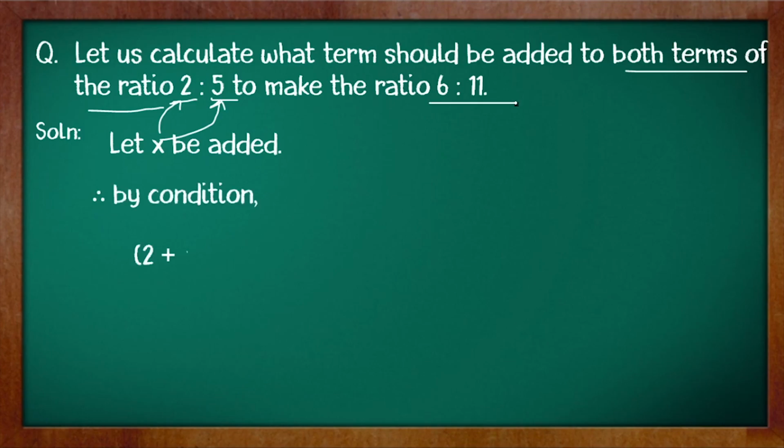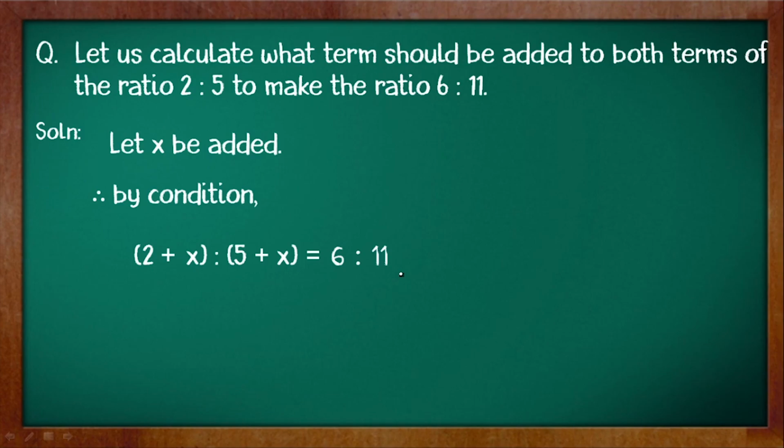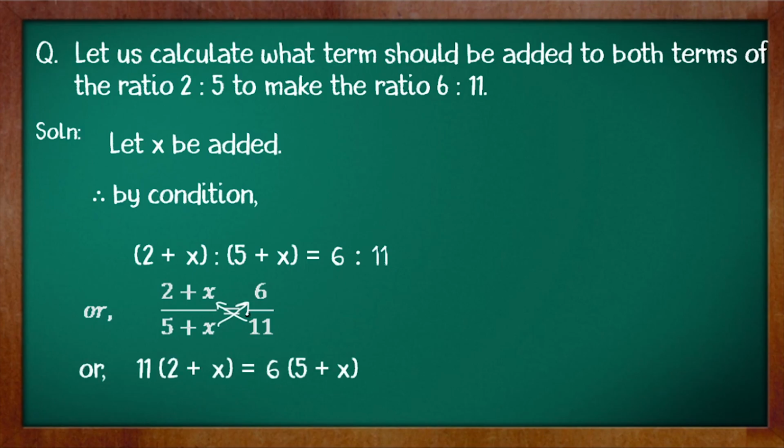So by condition, 2 plus x is to 5 plus x equals 6 is to 11. Let's change this into fraction form: 2 plus x divided by 5 plus x equals 6 by 11. Now we'll cross multiply. After cross multiplication, we get 11 into 2 plus x equals 6 into 5 plus x. After opening the brackets, multiplying by 11 on the left hand side and 6 on the right hand side, we get something like this.